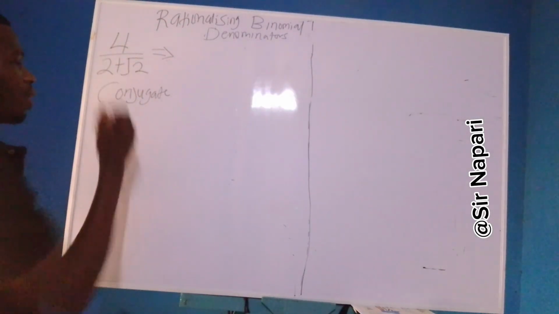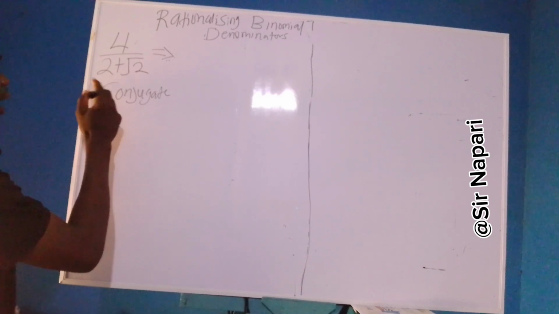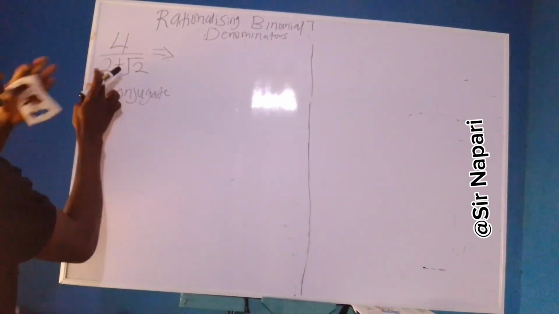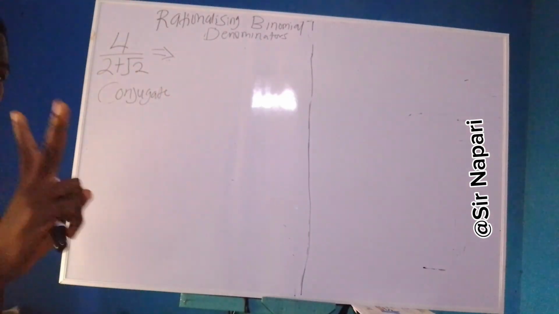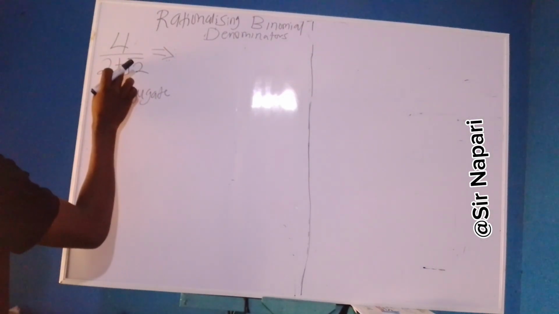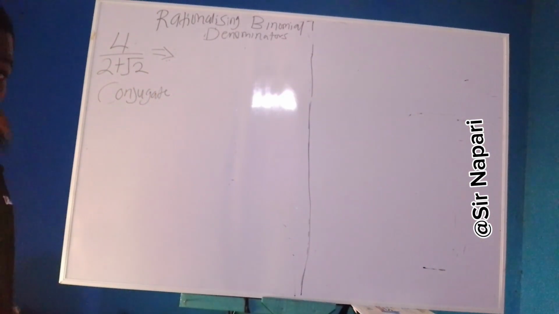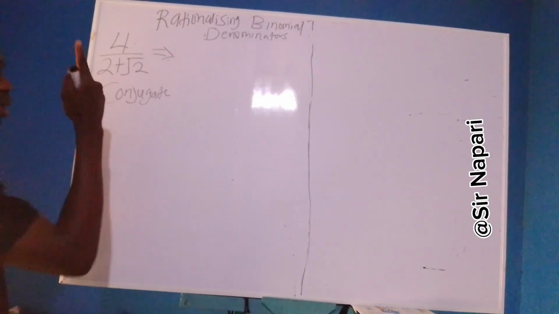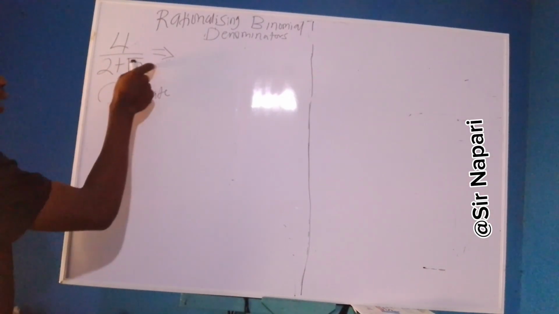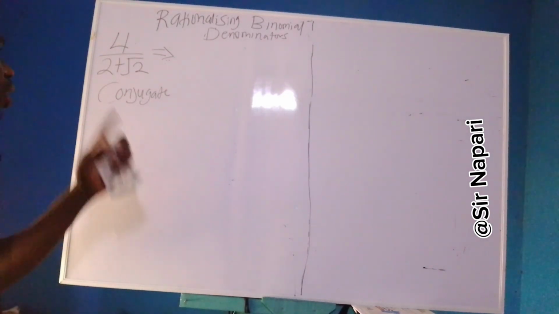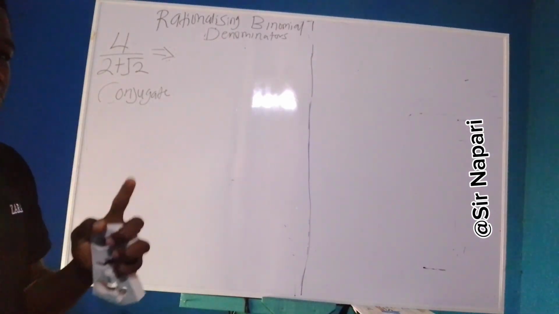So when you look at our fraction here, we have 4 divided by 2 plus root of 2. This plus separating the 2 and the root 2 makes them 2 different terms, and so it is a binomial denominator. If there wasn't any plus here and the 2 was attached to it, it would have been a monomial. So keep it at the back of your mind that anytime you see the operation plus or minus in the denominator, it is equally a binomial denominator.